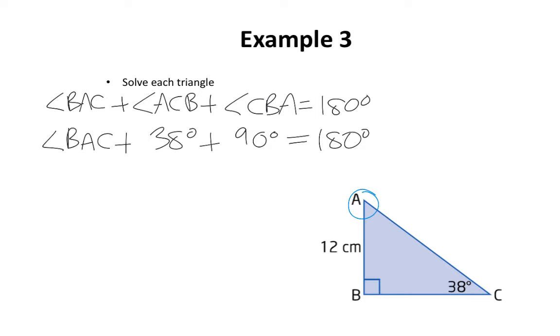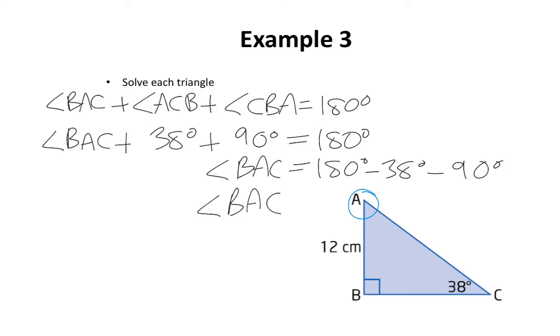At this point, you want to isolate angle BAC, and you can do that by doing the opposite operation of plus 38 and plus 90 to the other side of the equation, which means we're going to subtract 38 and subtract 90 from both sides of the equation. So I'm going to skip some of those steps, and I'm just going to write angle BAC is equal to 180 degrees, subtract 38 degrees, subtract 90 degrees, and that simplifies to 52 degrees. Therefore, we've just figured out our angle of BAC. All we need to do now is figure out the remaining side lengths.